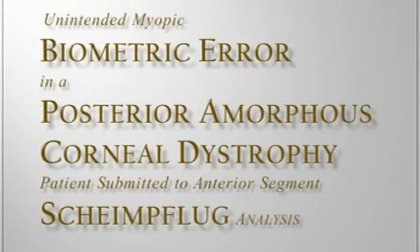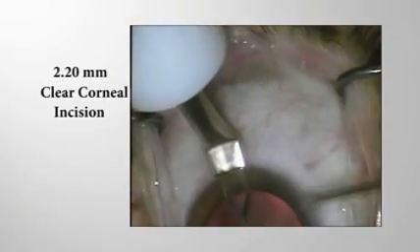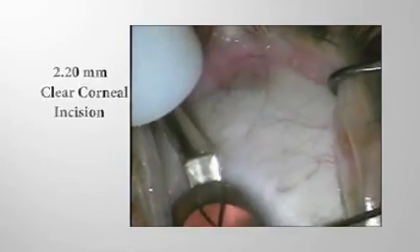Unintended myopic biometric error in a posterior amorphous corneal dystrophy patient submitted to anterior segment Scheimpflug analysis. Early visual recovery and predictable refractive outcomes, minimizing the patient's dependence on glasses, are key goals of modern phacoemulsification. Both the use of astigmatically neutral incisions and biometric accuracy are essential tools to reach that aim.